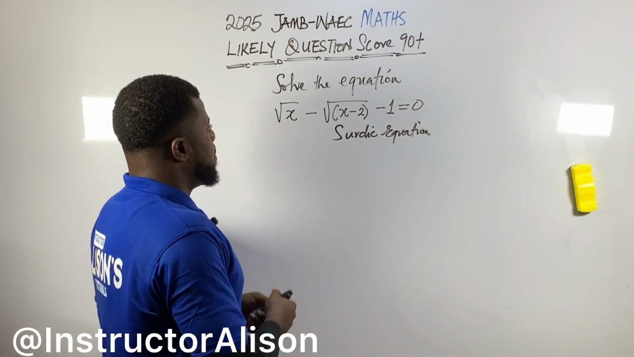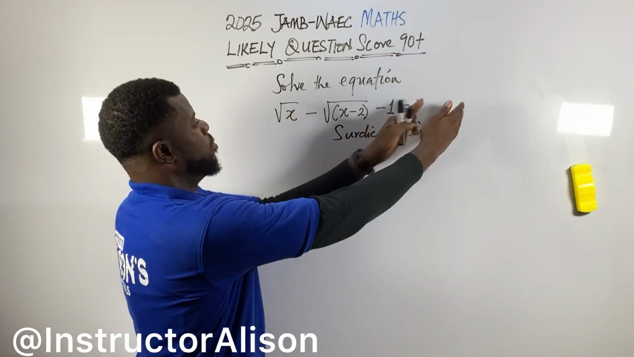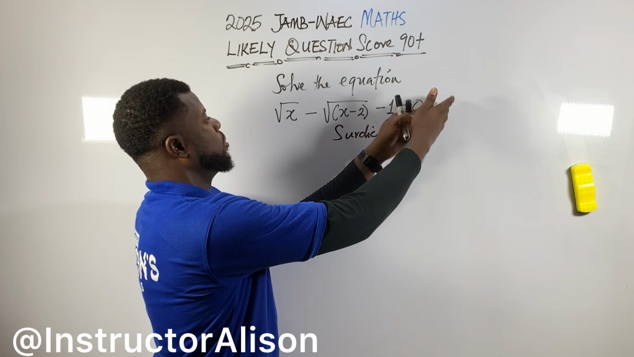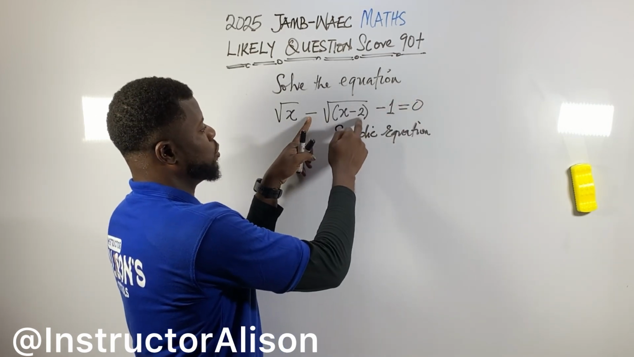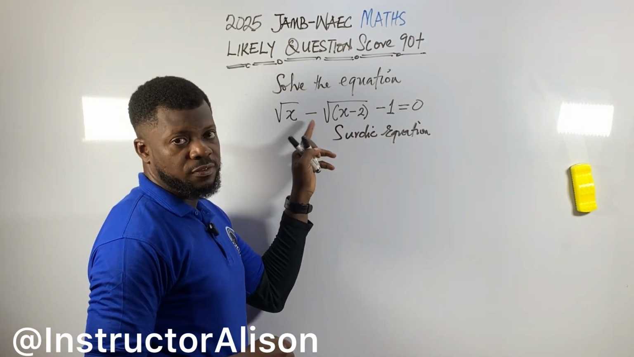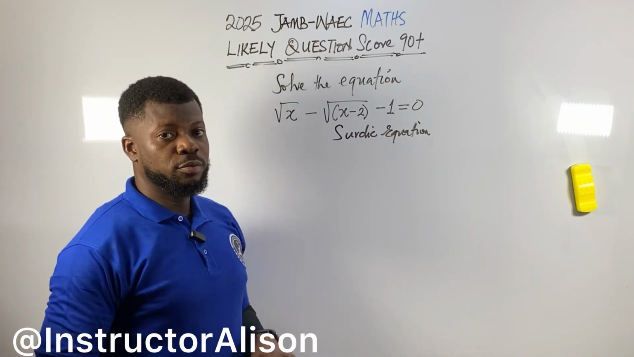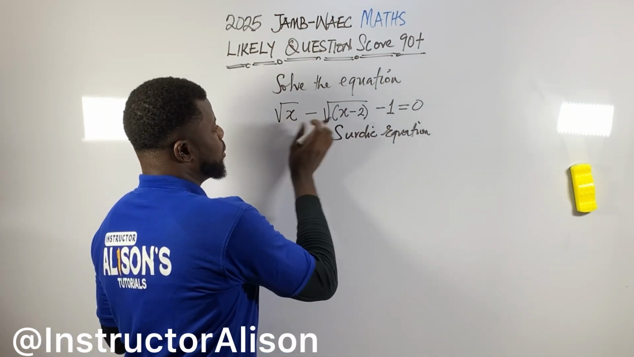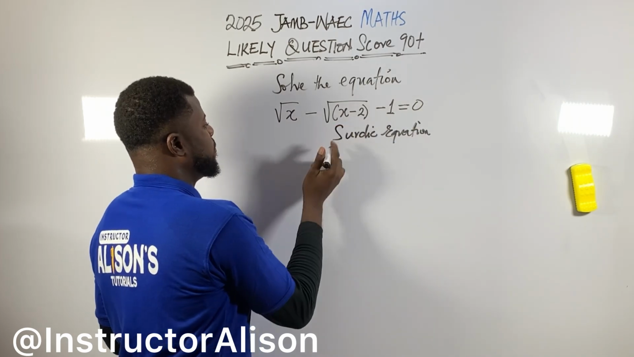Firstly, let me carry this term and this term to the other side. If I carry this one and this one to the other side, what remains is a negative root. Ignore this negative sign. That negative sign will put you in trouble. So I don't carry this one, I don't carry this one to this side. So I write this one first.